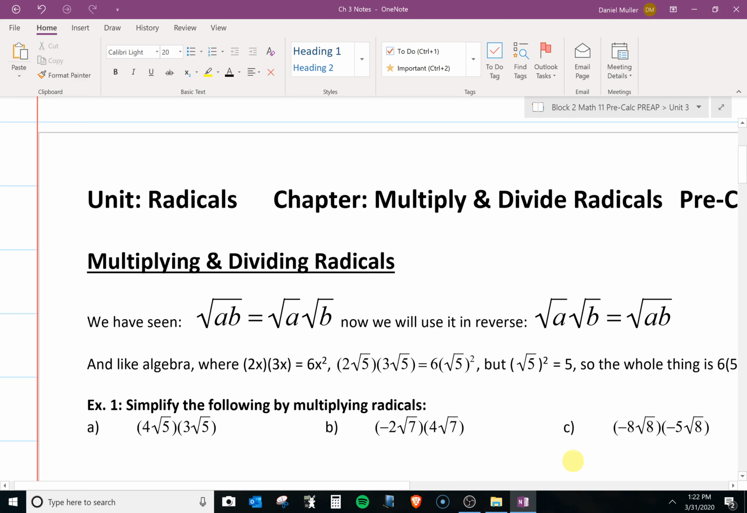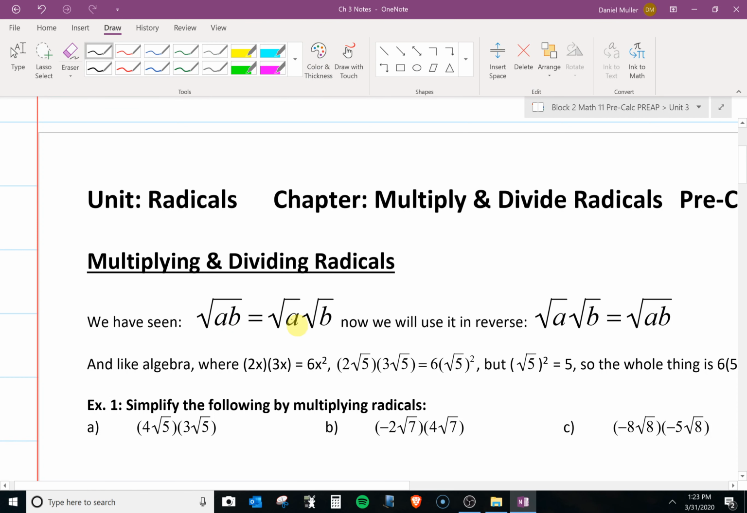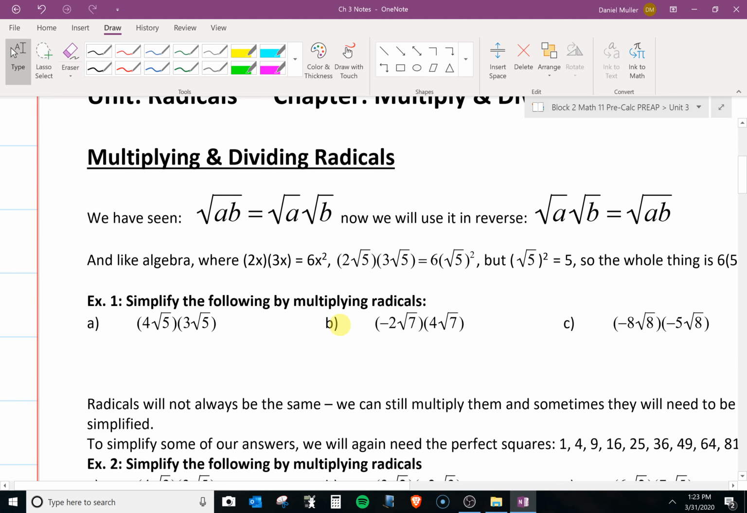All right, now we're going to be multiplying and dividing radicals. Notice here it says that if you multiply root a times root b, you can join them together as a single root of a times b. Root a, root b, join them together, and the insides, the a and b, multiply with each other. So that's what we're going to do now with example 1.